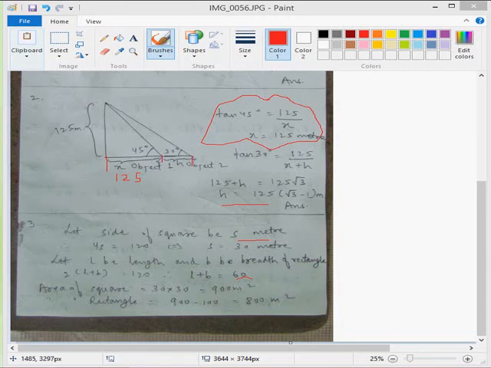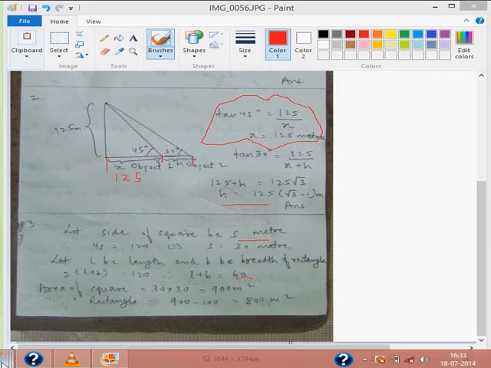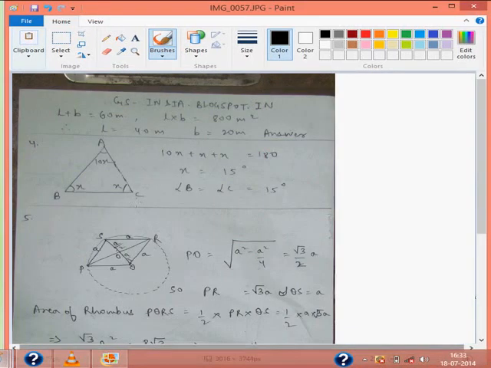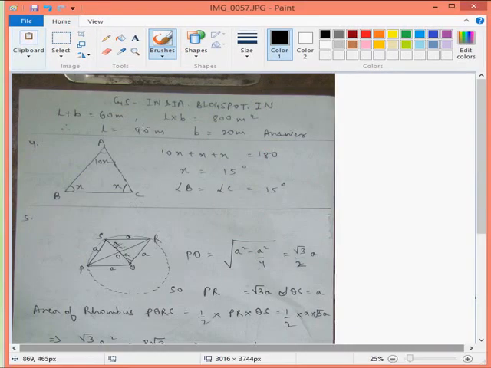So here the sum of the length and breadth of the rectangle is 60 meters, the area of the square is 900 square meters, and the area of the rectangle is 800 square meters. That we have seen according to the question. Now we have to calculate the length of this rectangle. So here is how we are going to calculate it. Here L plus B is equal to 60 meters and L into B is equal to 800 square meters.